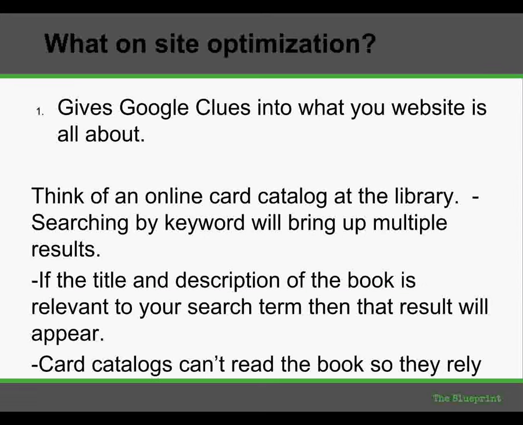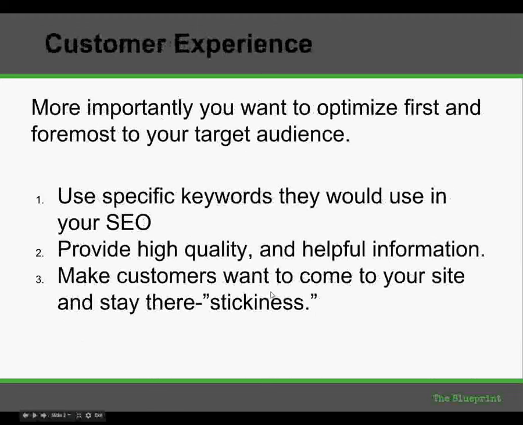So what is on-site optimization? Pretty much it gives Google clues into what your website is about. Think of an online card catalog at the library. Searching by keyword will bring up multiple results. If the title and the description of the book is relevant to your search term, then the results will appear. Card catalogs can't read the books, so they rely on information given to them.